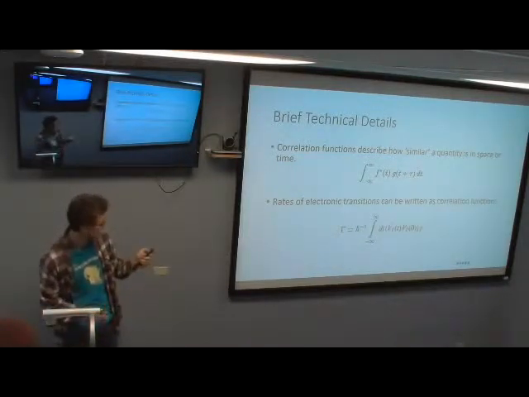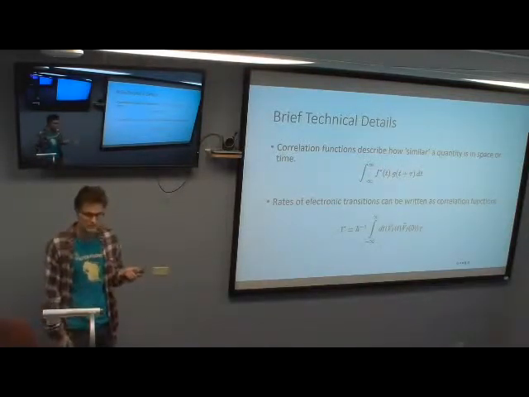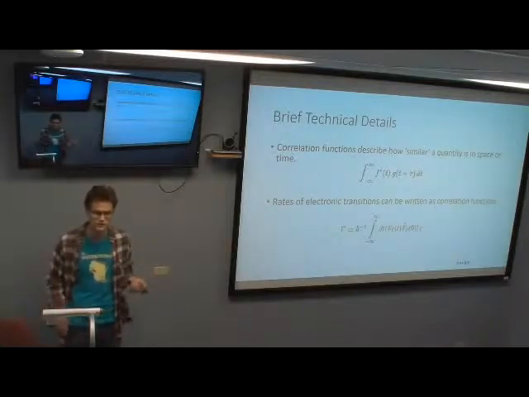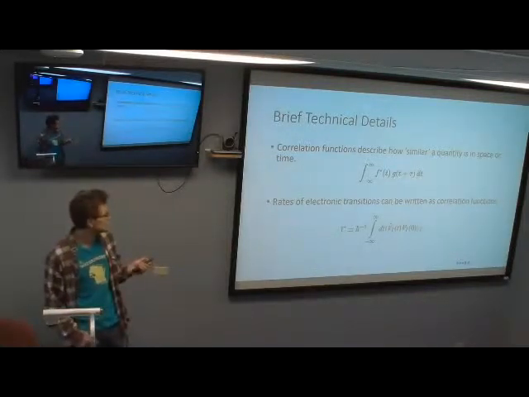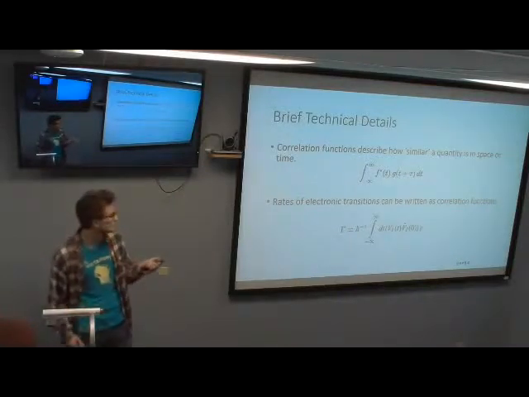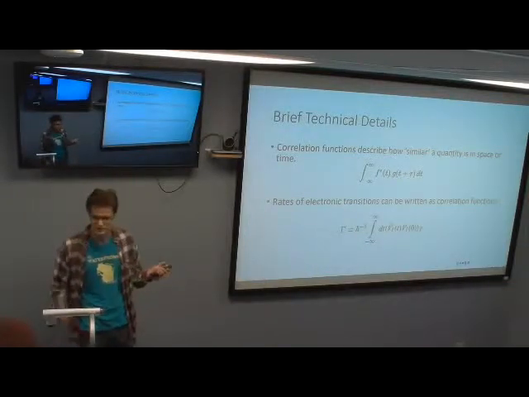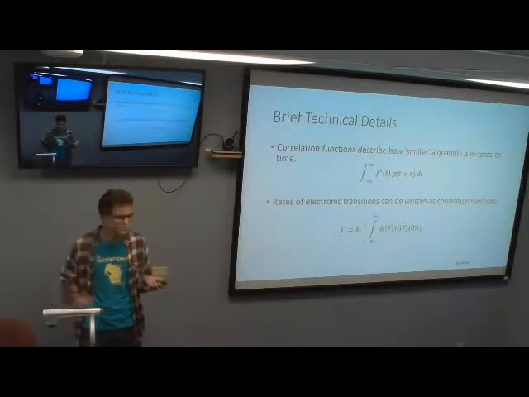Oh, okay, so just very brief technical details. I didn't know what a correlation function was until like a year ago, so I assume a lot of undergraduates might not know. Basically it's just a measure of how similar a quantity is in space and time over different time periods. So if you have one function at time t and another function at t plus dt, it measures how similar they are at different times.